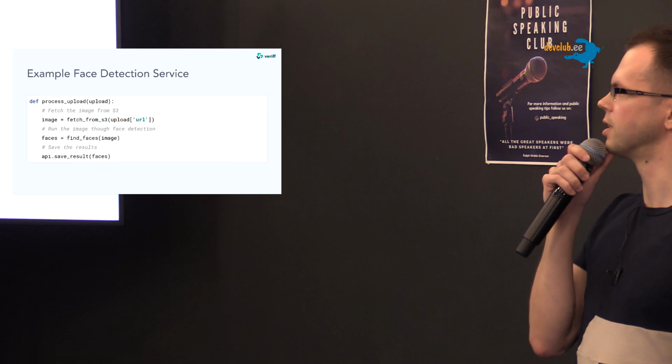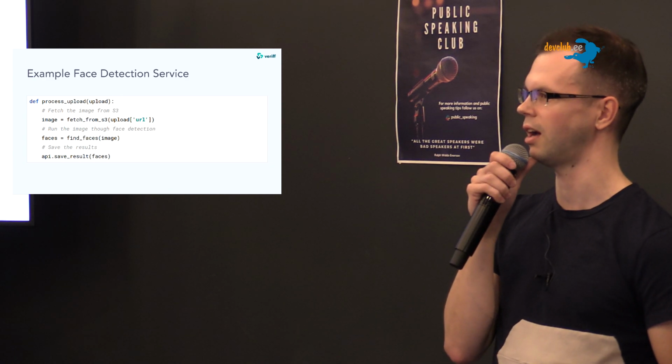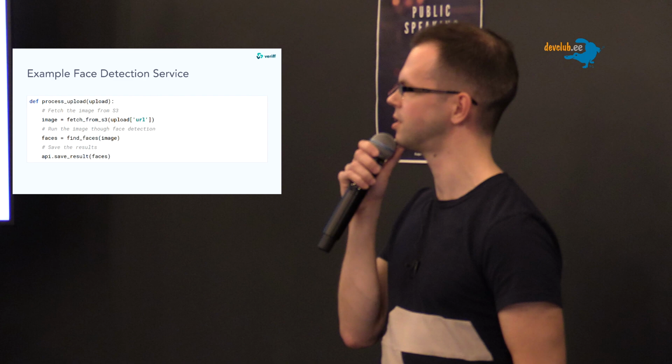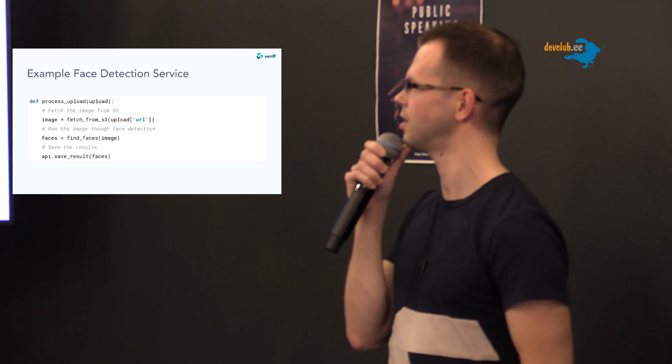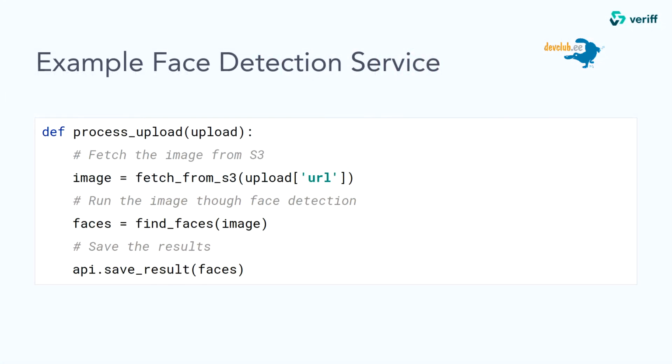Now, I will be using this extremely simplified version of a face detection service for the presentation. If you have problems reading this, I will be using lots of code in this presentation, and there are some seats in front here, so feel free to move up. But basically, as you can see, we download an image from S3, we run it through some face recognition algorithm and get the results, and then save those through our internal API.